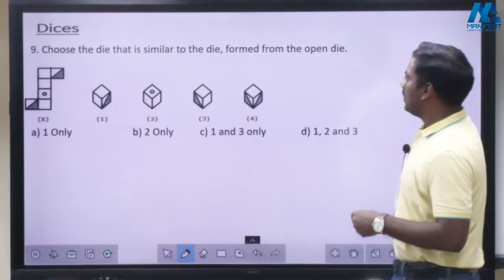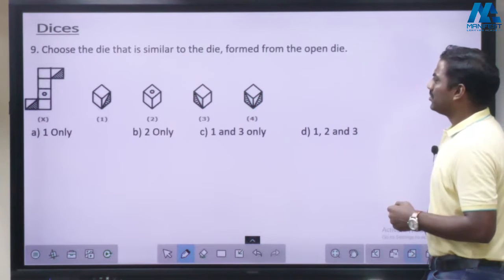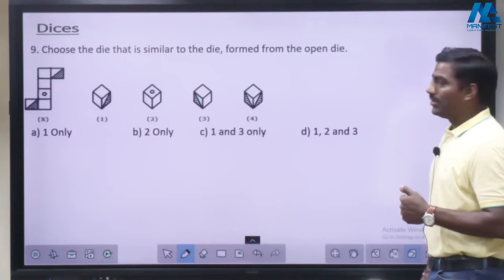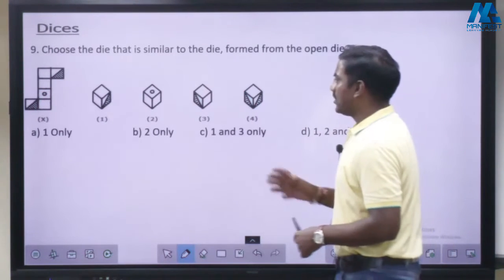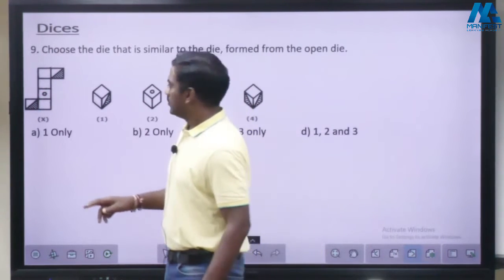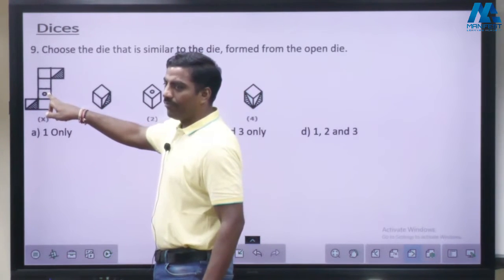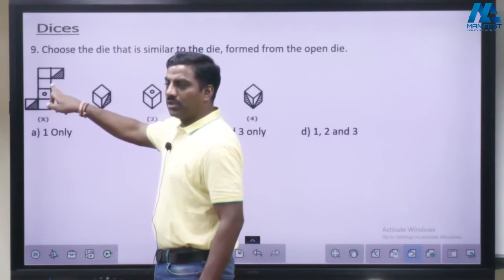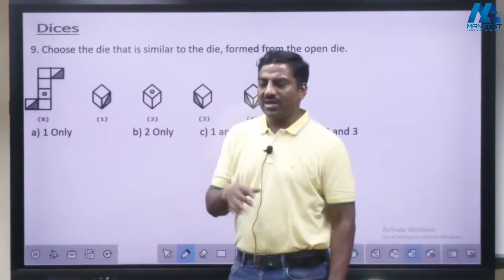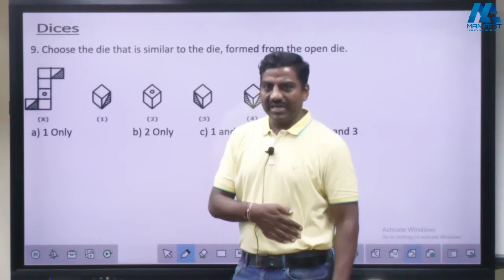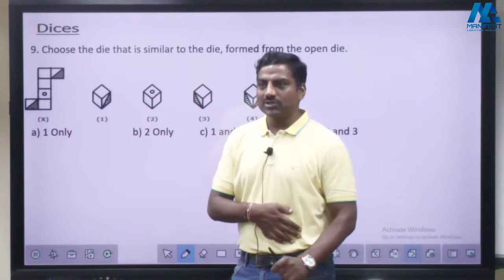Choose the dice that is similar to the given dice. Dice, no? Not die, dice. Okay. See, simple thing here. This dot has 2 adjacent squares which are blank. So at any point of time, you can see a dot along with a blank square. Yes or no?